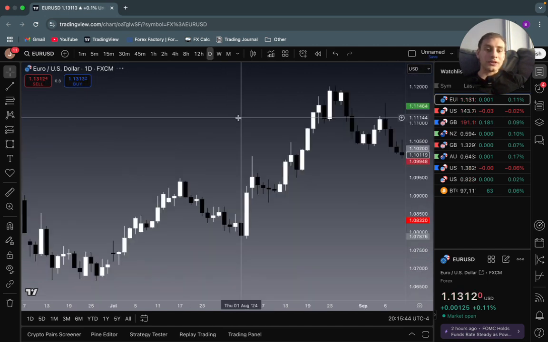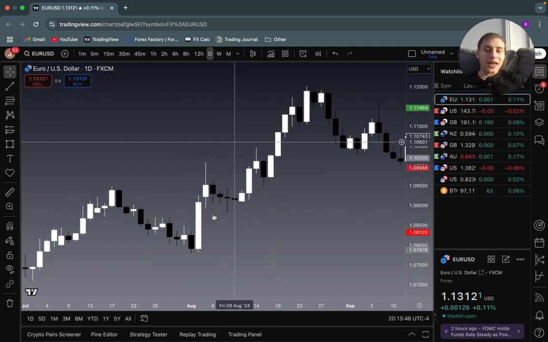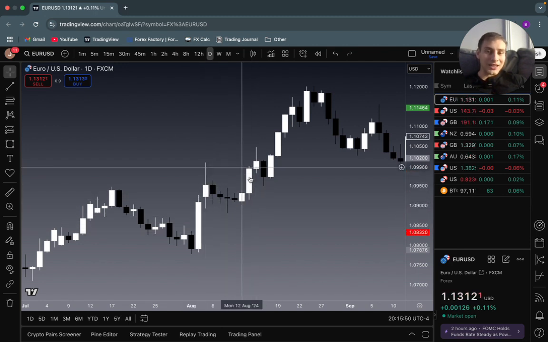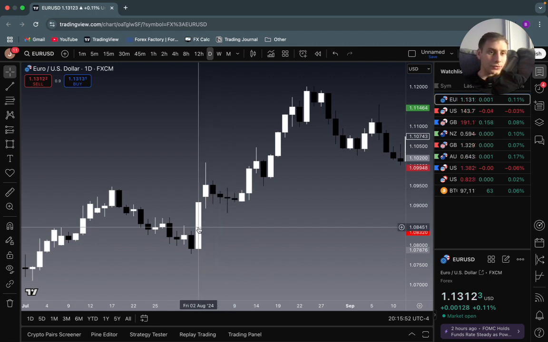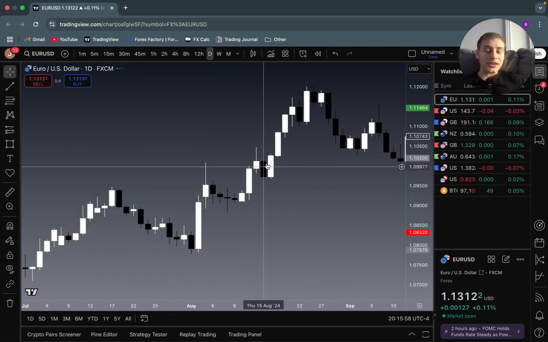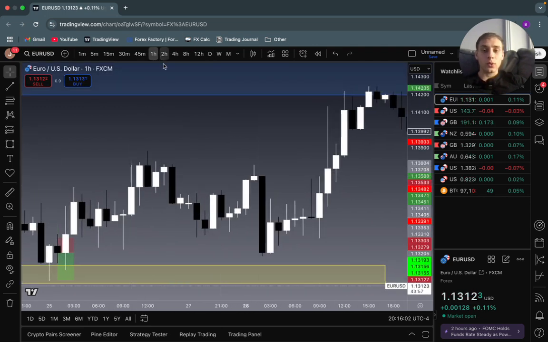Now, if I go on to the daily, what happens now is every single one of these candles represents a day worth of data. Again, 4 hours worth of data, 1 hour worth of data. Each one of these sticks is whatever time frame you're on. And so if we're on the 1 hour, every single one of these represents 1 hour.